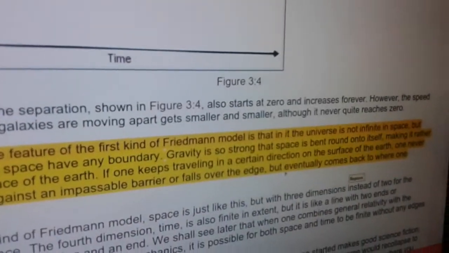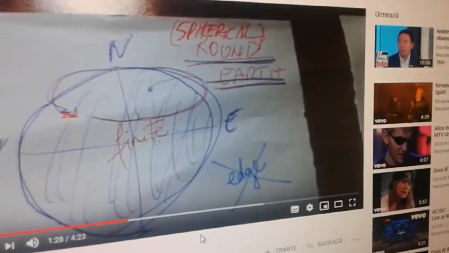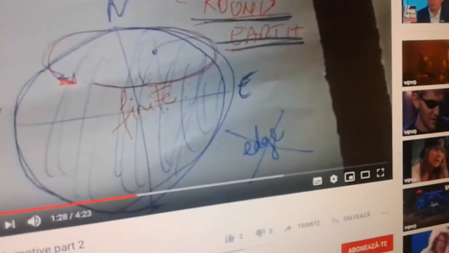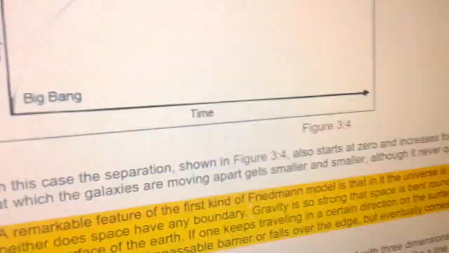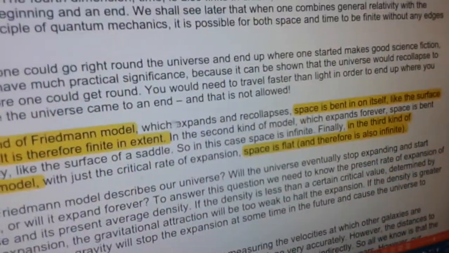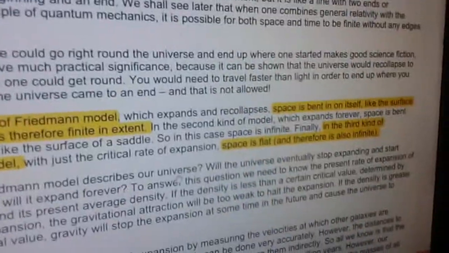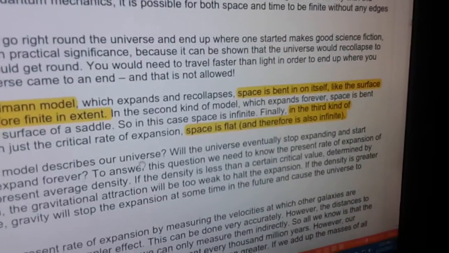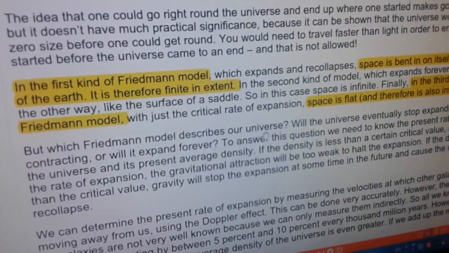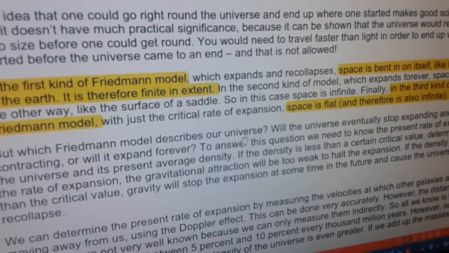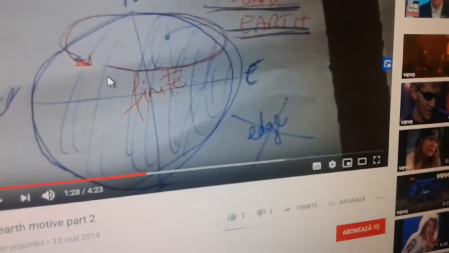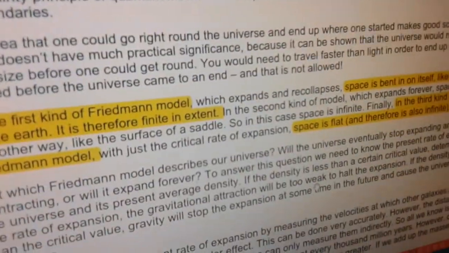So this is exactly what I'm saying here. This is a good observation. So Stephen Hawking, of course, observed this in his book. But okay, let's go on. In the first kind of Friedman model, space is bent in on itself like the surface of the earth. It is therefore finite in extent. Finite. So what did I say? Of course this is finite. This is the idea of finite.